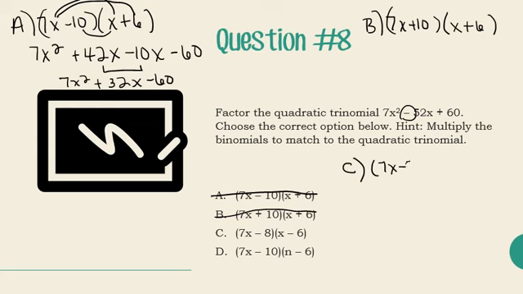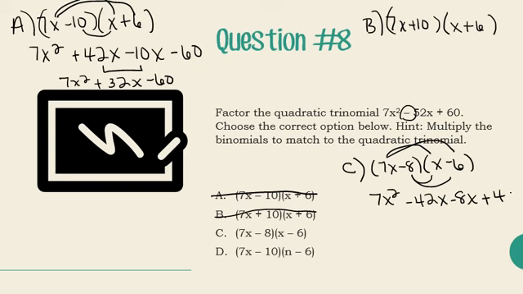So 7x minus 8 and then x minus 6. I'm going to distribute that 7x through. So 7x squared, then I've got 7x times negative 6, or negative 42x. My inners, negative 8 times x, negative 8x, and then negative 8 times negative 6 is going to give me positive 48. Okay, so right away here I can see at the end that's positive 48. That does not match my 60, so choice C cannot work.